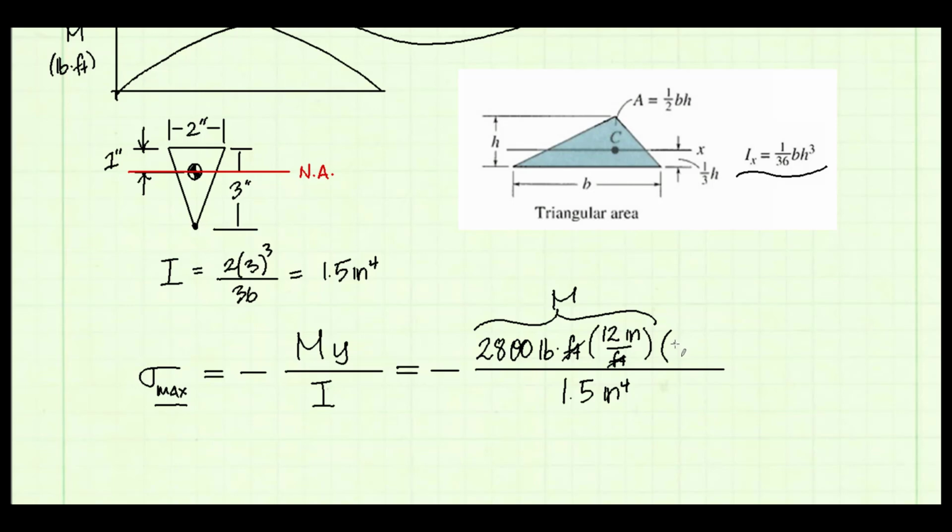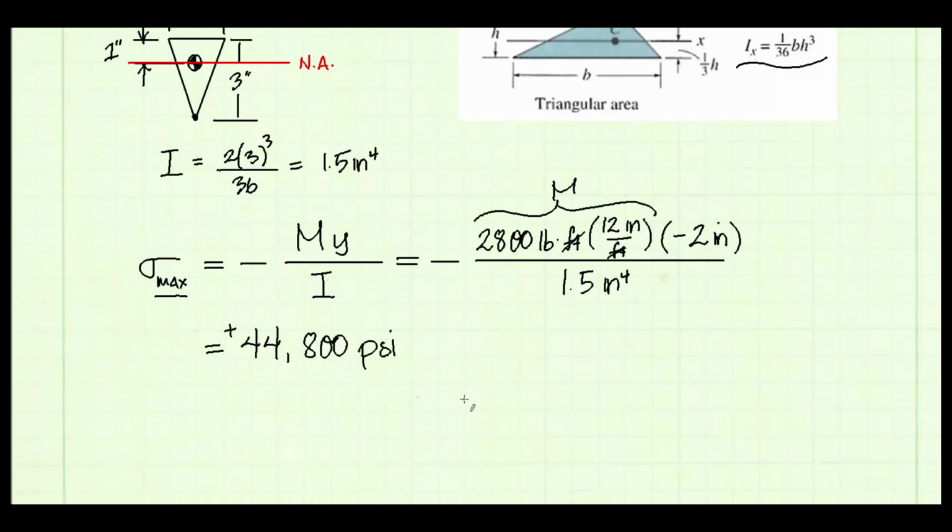So in the Flexure Formula, I say that y is negative 2 inches, and is negative based on our sign convention. And the answer comes out to be a positive 44,800 psi. It's positive because the negative sign on the y and the negative sign out in front of the equation cancel out. And that means that the point on the cross-section is in tension.